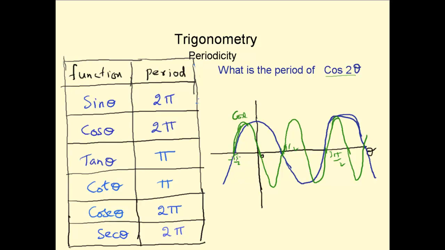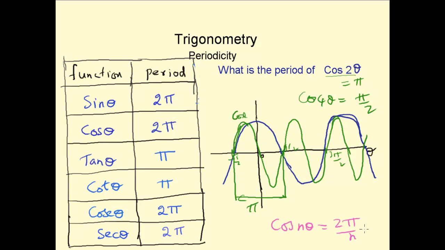The period is from here to here, and the distance from here to here is pi. So the period for cos 2 theta is pi, and similarly for cos 4 theta, it's pi by 2. So it's the same pattern here. For cos n theta, the period would be 2 pi over n.